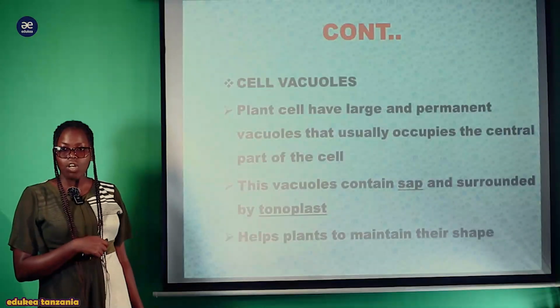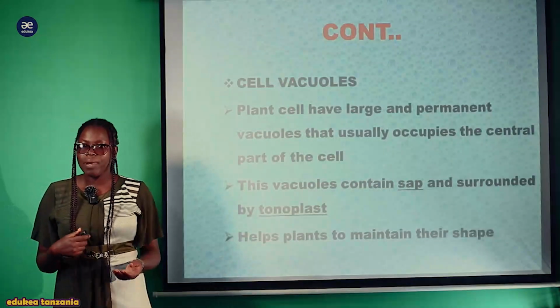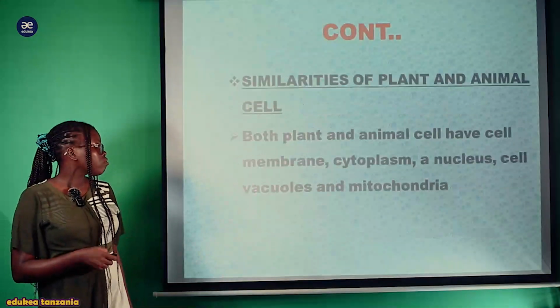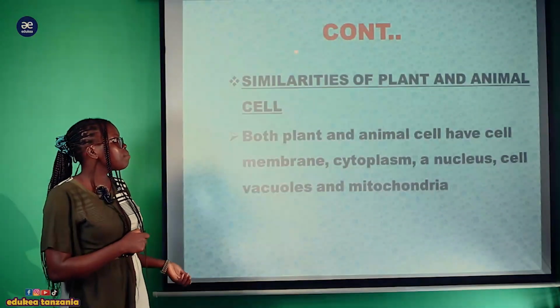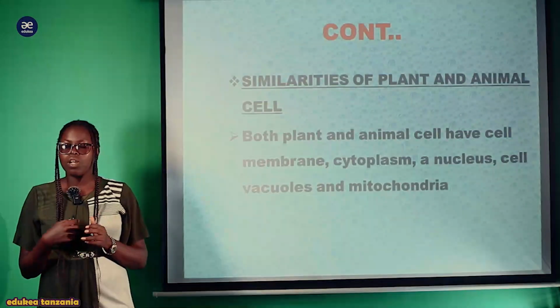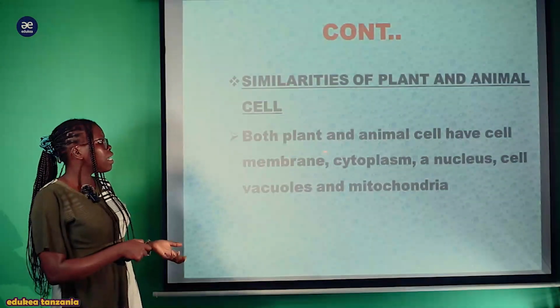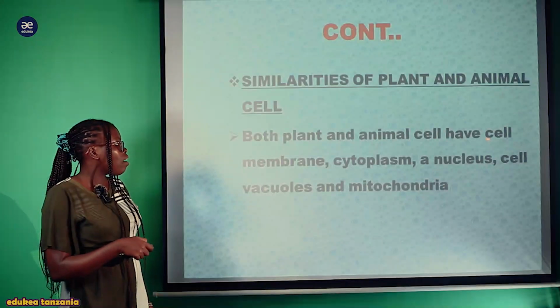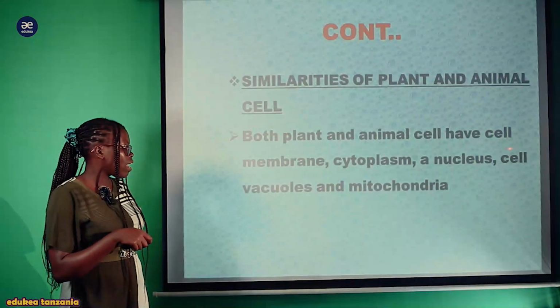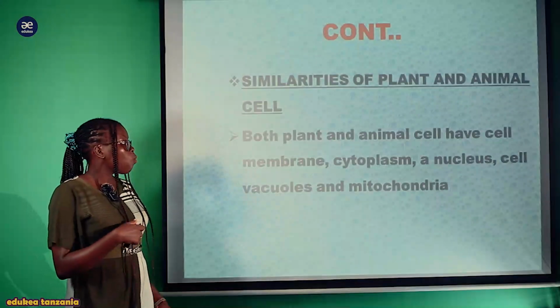Now let us see the similarity of plant and animal cells. Namna gani plant na animal cell wanafanana? Both plant and animal cells have a cell membrane, cytoplasm, nucleus, cell vacuole and mitochondria. Wote plant na animal cell wote wana nucleus, wote wana cell membrane, wote wana vacuole, wote wana mitochondria. So that is their similarity.